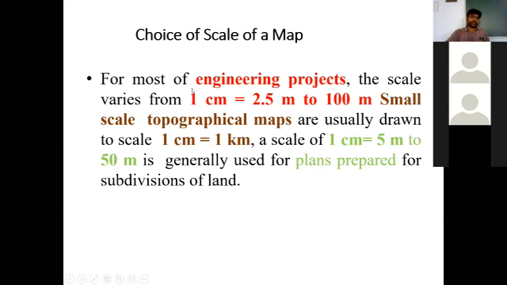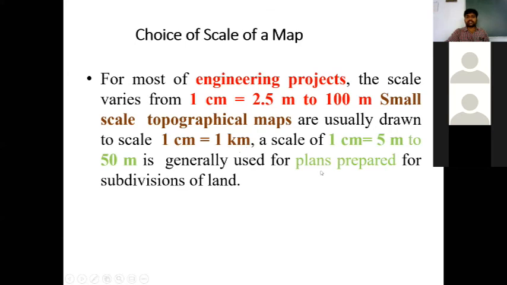Now, where are these scales used? In engineering projects, we make use of 1 centimeter is equal to 2.5 meter to 100 meter. This is what I have marked in red, which indicates the value respective to it. For topographical maps, we usually have the scale that is 1 centimeter is equal to 1 kilometer.